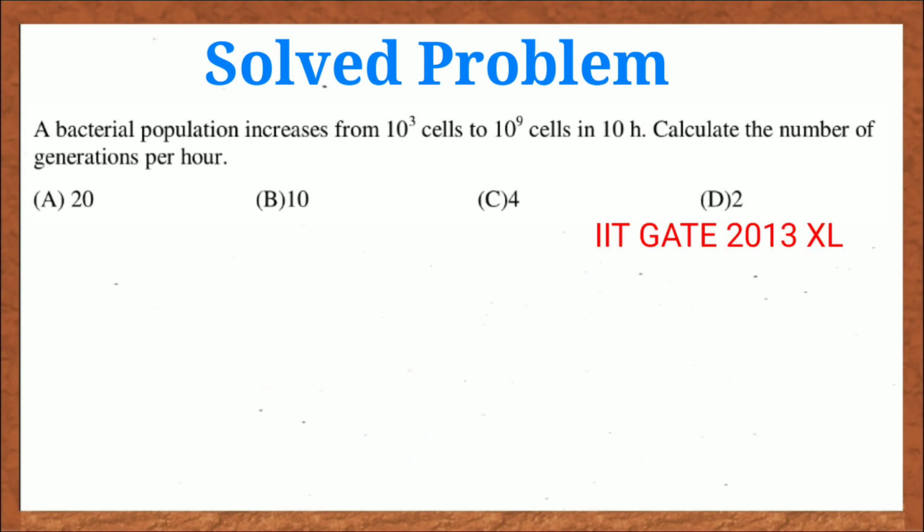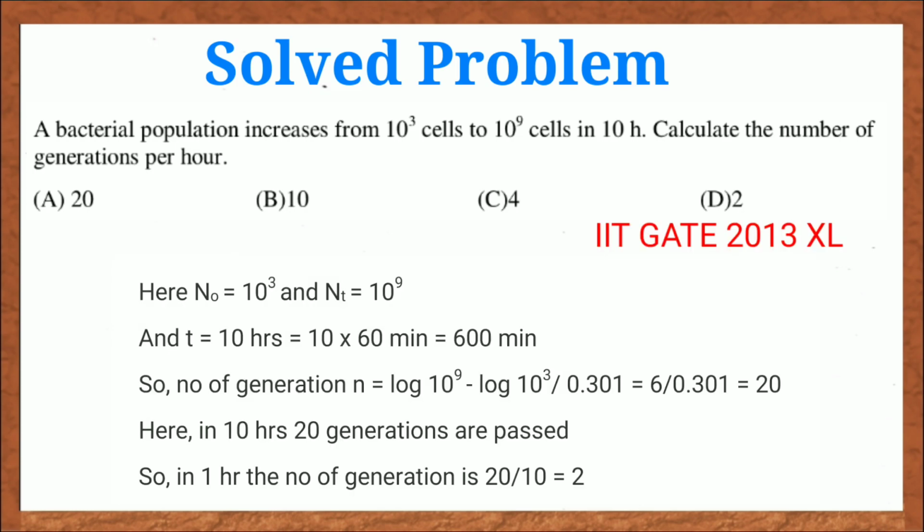Here in this problem, the values of N0 and NT are given. Time is 5 hours and you have to calculate the number of generations per hour. I have used the previously described equation to solve this. Here the value of N is 20, that is completed in 10 hours. So in 1 hour, the number of generations the bacteria completed is 2.